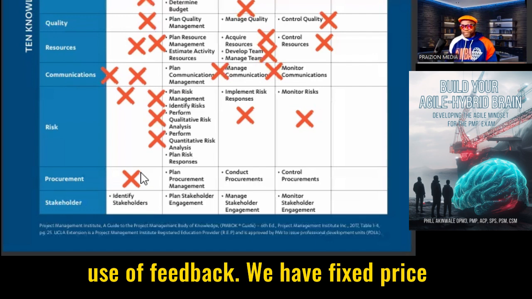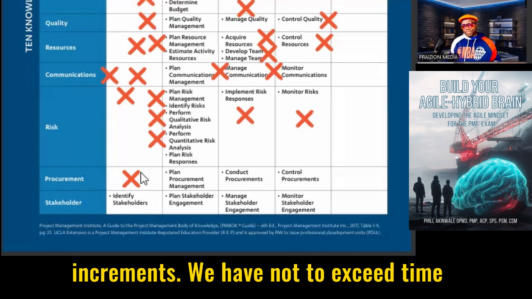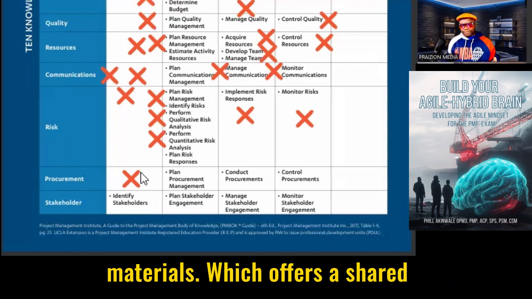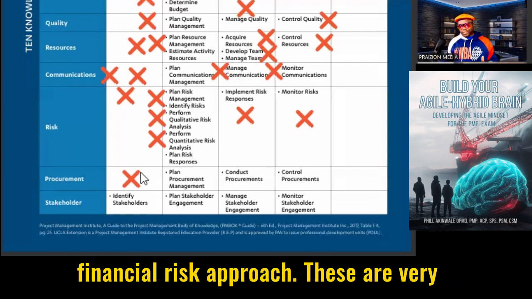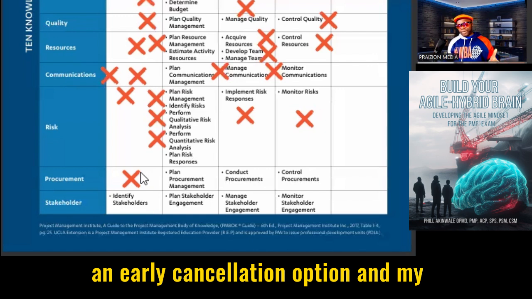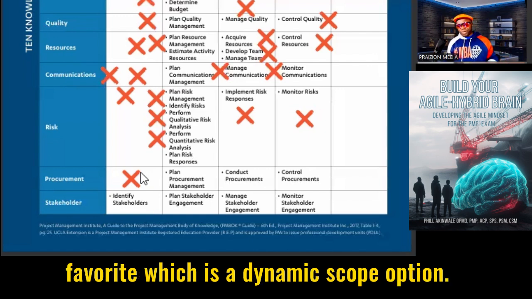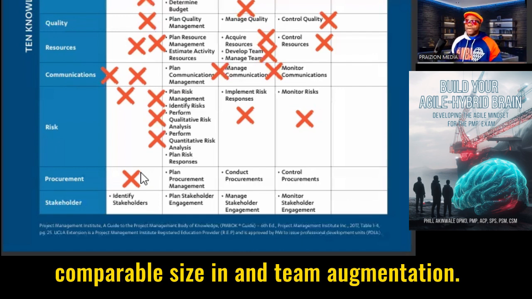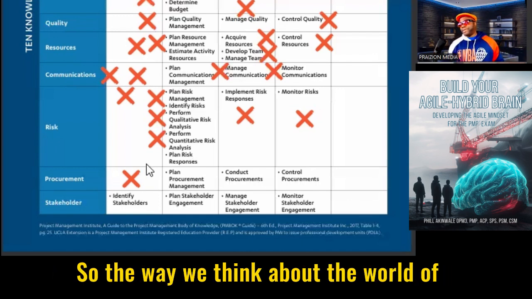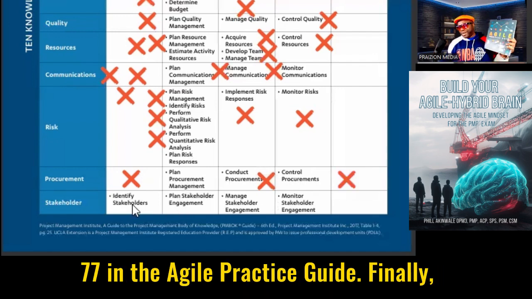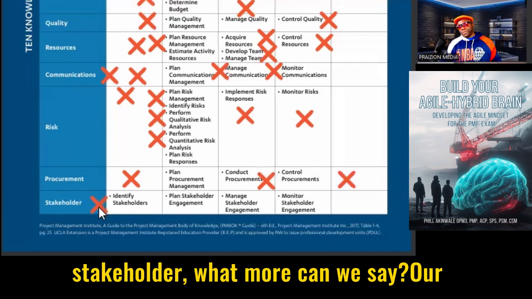We have fixed price increments. We have not to exceed time and materials. We have graduated time and materials, which offers a shared financial risk approach. These are very customized to the world of Agile. We have an early cancellation option, and my favorite, which is a dynamic scope option. Throw something out, bring something of comparable size in, and team augmentation. So the way we think about the world of procurement, you can get this from page 77 in the Agile Practice Guide.